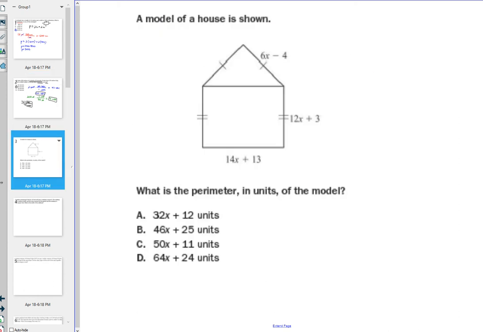A model of a house is shown. What is the perimeter in units of the model? I know you haven't taken geometry yet, but even if you were to take an educated guess, these little slashes here mean the sides are congruent. So if the right side is 12x plus 3, the left side is 12x plus 3. If up here this is 6x minus 4, this is 6x minus 4.